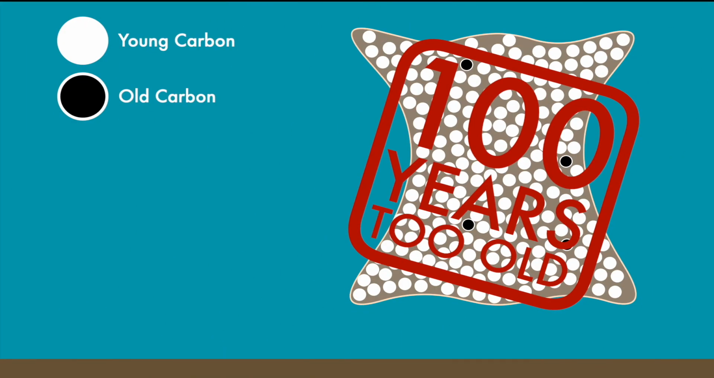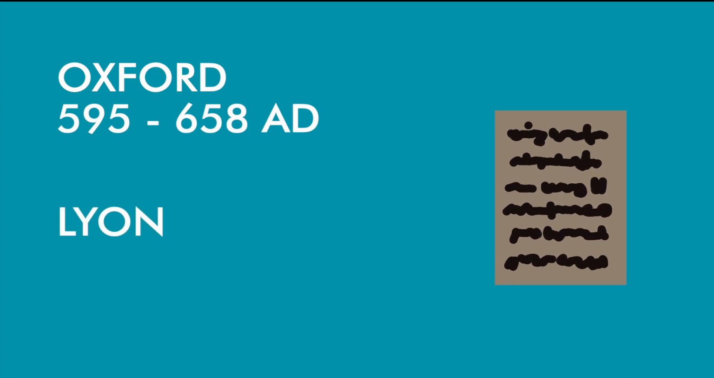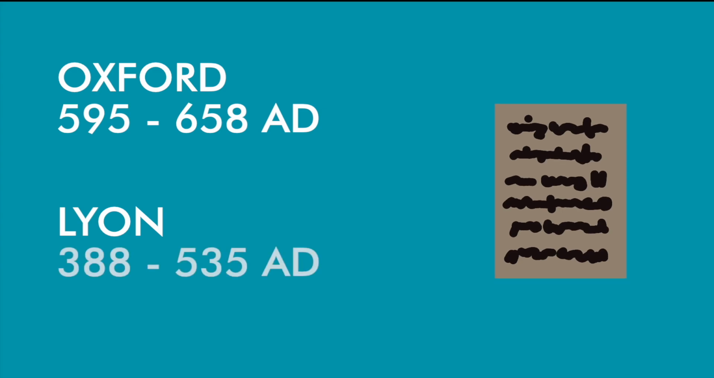So while radiocarbon dating is certainly a great tool, it may not be the tool that fits the problem of dating parchment. And indeed, that's precisely what we see. For example, did you know that the Sana manuscript has been dated at least 8 times? Most of us are familiar with the Oxford dating, which places it between 595 and 658 AD. But a French team also dated it with a likely origin between 388 and 535 AD.